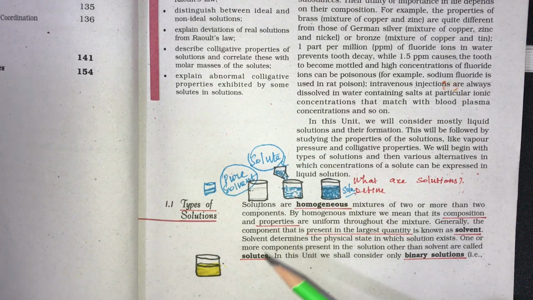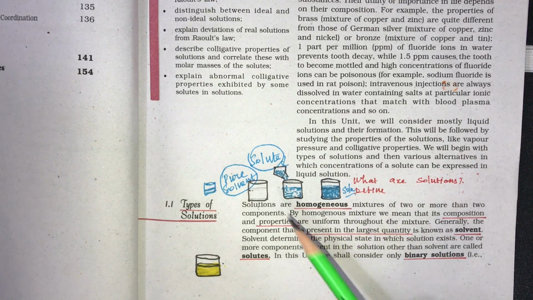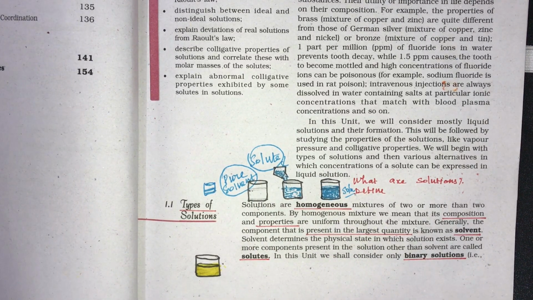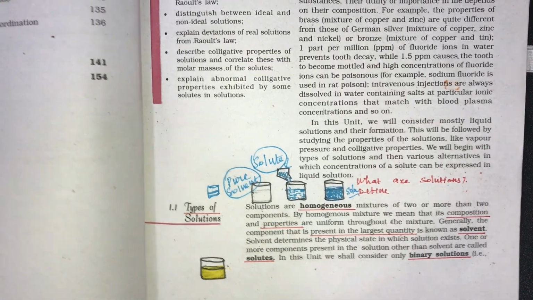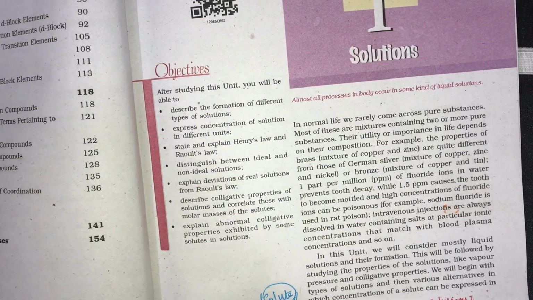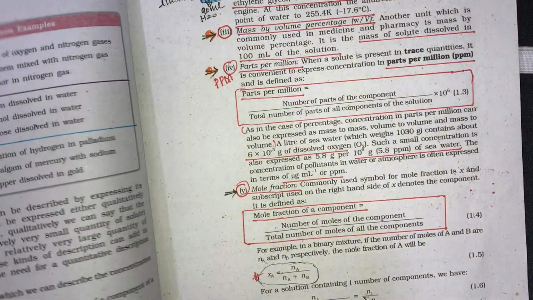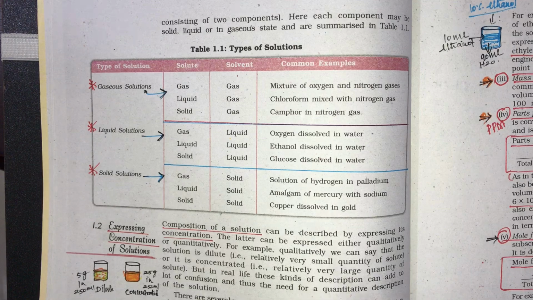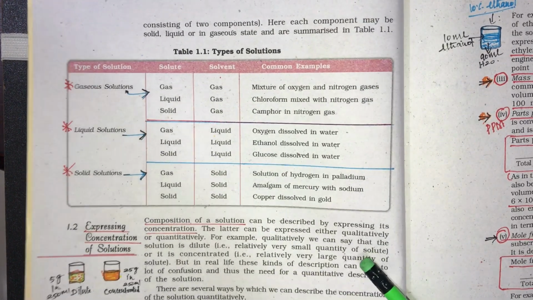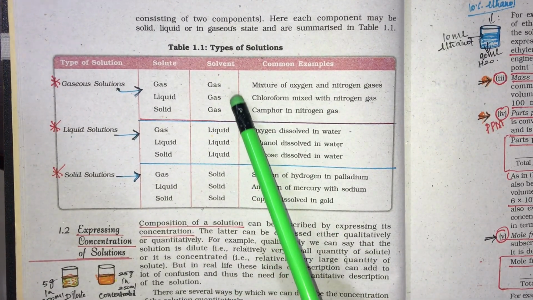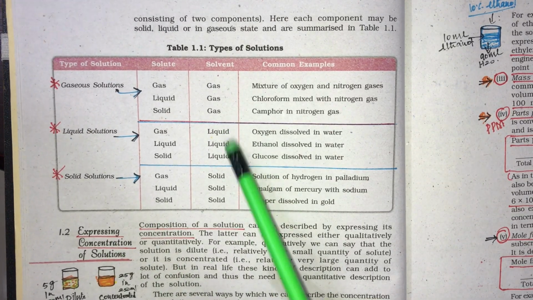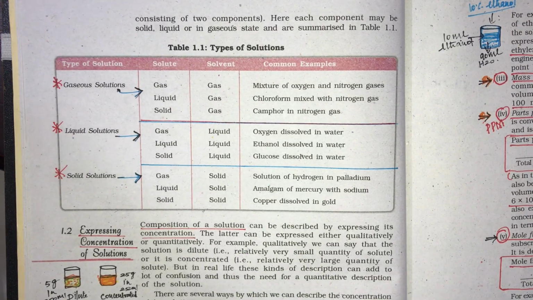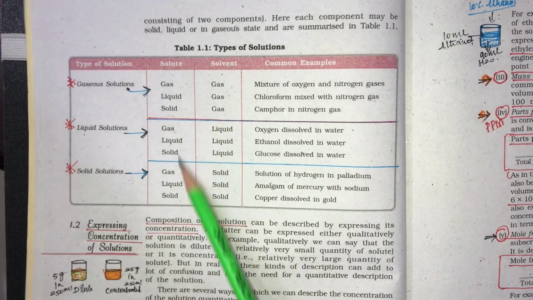So, solute plus solvent gives a solution. It consists of two components, solute and solvent, and is called a binary solution. In this video, we are going to see the concepts related to binary solutions. Depending upon the physical state of the solute and the solvent, solutions are classified. Gaseous solution, where gas is the solvent medium; liquid solution, where liquid is the solvent medium; solid solution, where solid is the solvent medium. The physical state of the solute varies.